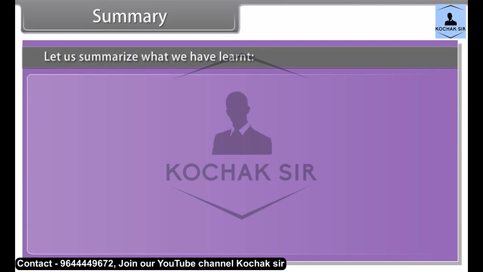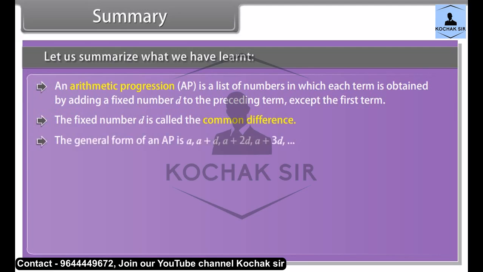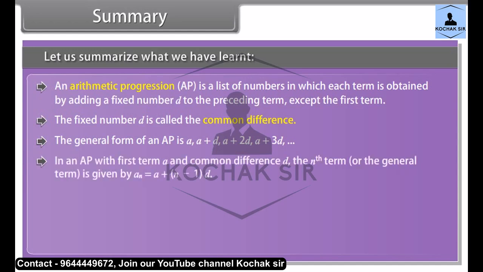Summary. Let us summarize what we have learned. An arithmetic progression AP is a list of numbers in which each term is obtained by adding a fixed number d to the preceding term, except the first term. The fixed number d is called the common difference. The general form of an AP is a, a plus d, a plus 2d, a plus 3d, and so on. In an AP with first term a and common difference d, the nth term, or the general term, is given by an is equal to a plus (n minus 1) into d.